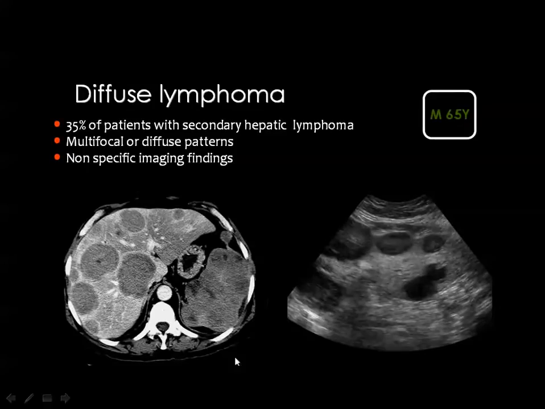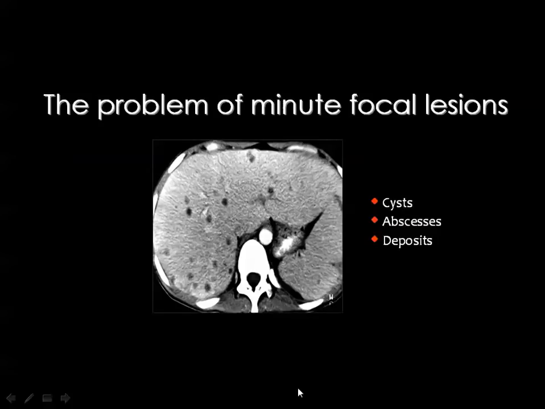And diffuse lymphoma can affect the liver and the spleen, as I have said. And you see the spleen is diffusely infiltrated by solid masses, and the masses are also seen in the liver. Finally, we came to this problem, which is the problem of minute focal lesions, whether these lesions are cysts or abscesses or metastatic deposits.